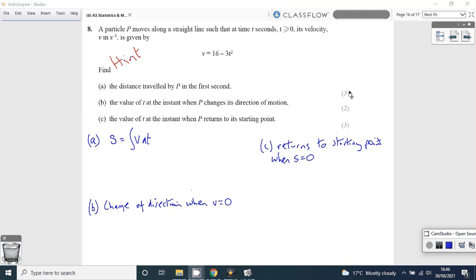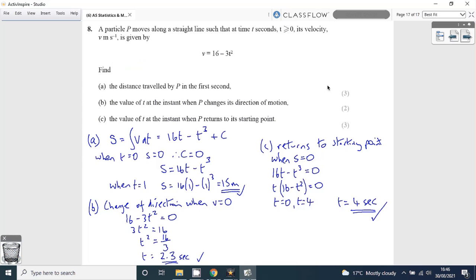So the solution to question 8. Now for part A, we want to work out the distance travelled by P in the first second. So we need a displacement equation. To get that, we integrate the velocity equation. So we integrate 16 minus 3t squared, and that gives us 16t minus t cubed plus c. Now we're told when t is 0, the distance travelled is 0. So substituting in, we can see that c was 0. So s equals 16t minus t cubed. Substituting in when t is 1, we get the distance travelled being 15 meters.